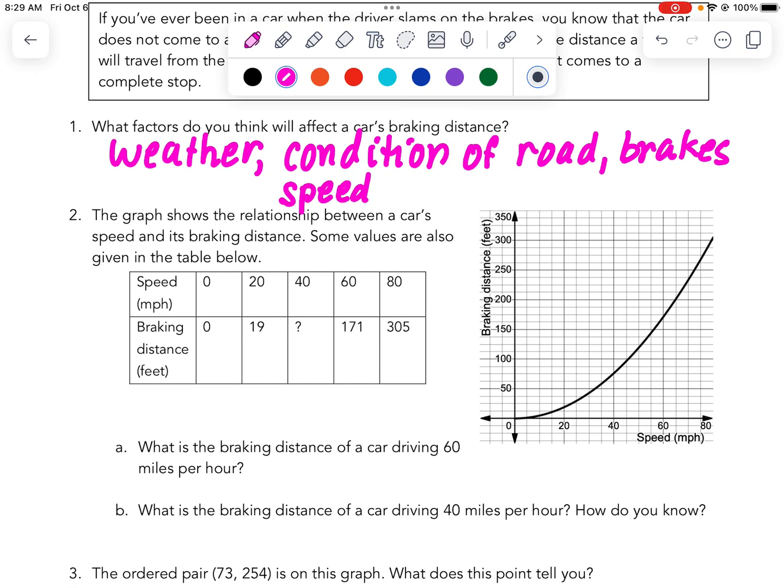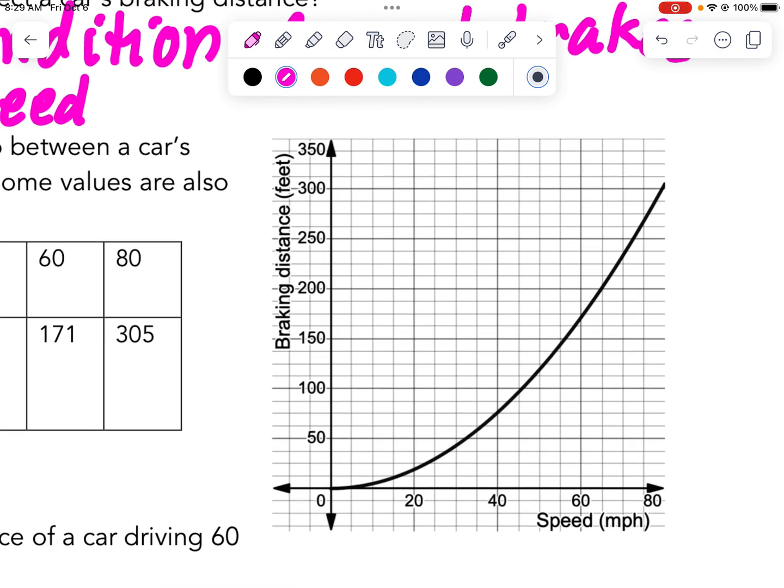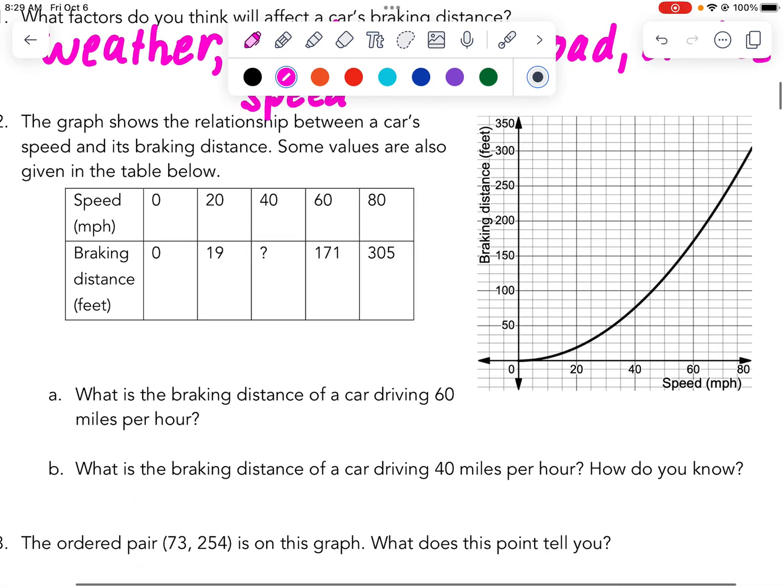The graph shows the relationship between a car's speed and its braking distance. Some values are also given in the table below. So both of these are the same data, just different representations. A, what is the braking distance of a car driving 60 miles per hour? So if we look at the table, we can see that when the car travels 60 miles per hour, there is a braking distance of 171 feet.